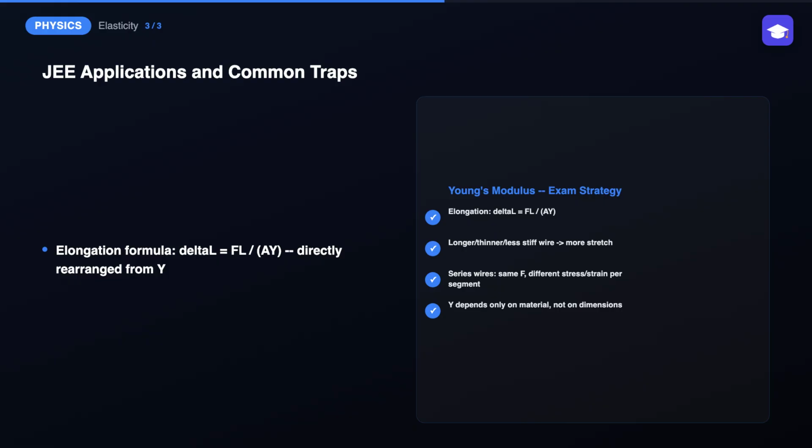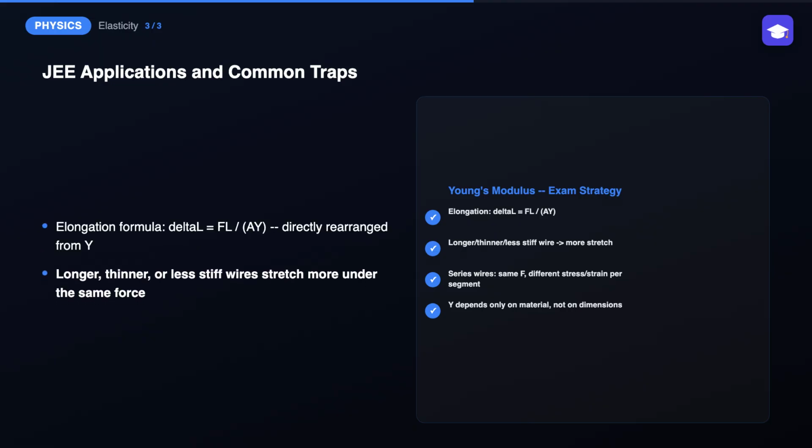Directly rearranging the formula gives delta L equals FL divided by A Y, so a longer wire, or a thinner wire with smaller cross-sectional area, or a wire made of a less stiff material with smaller Y, will all genuinely stretch more under the exact same applied force.